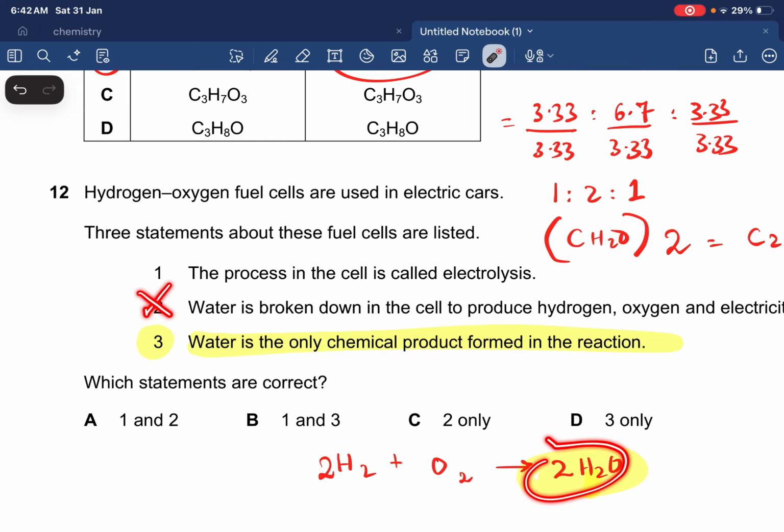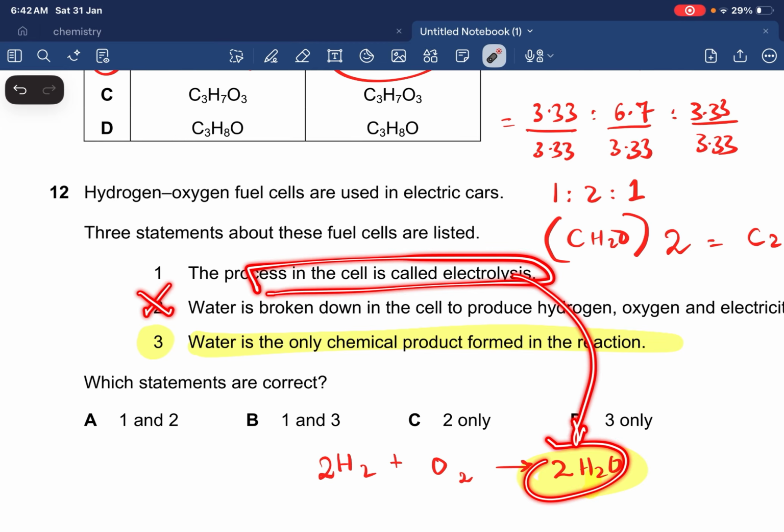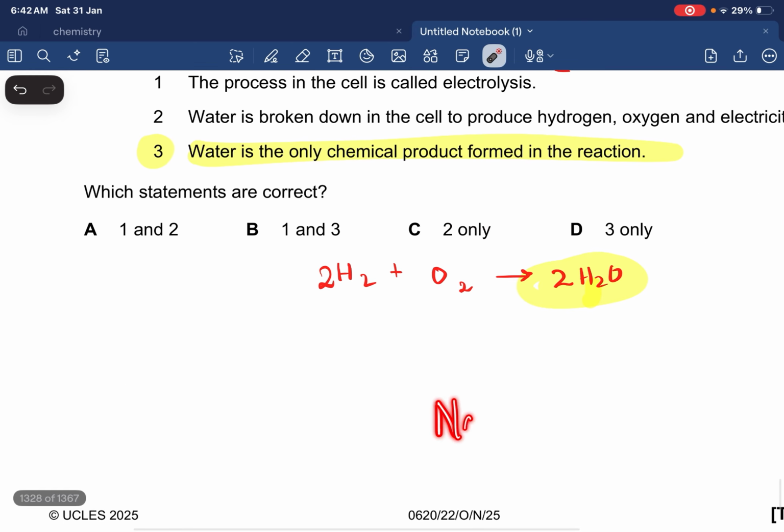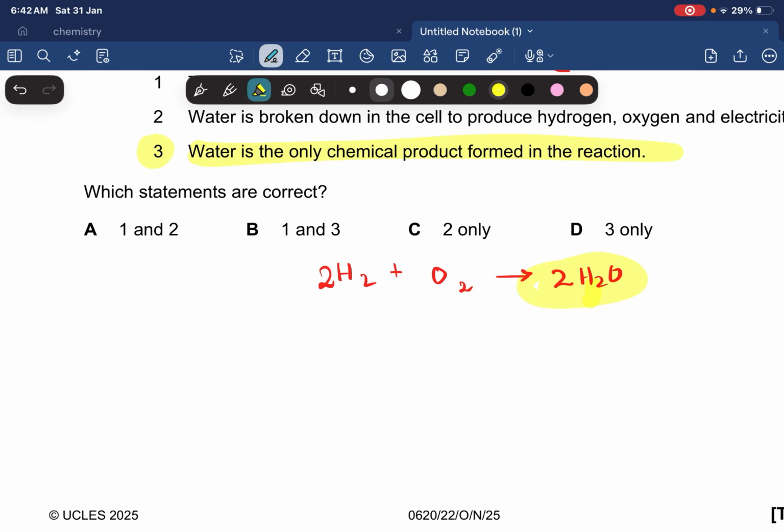The process in the cell is called electrolysis. No, it's not electrolysis. Why? Because in electrolysis you break down a compound. Over here, a compound is being formed. Look, you have hydrogen, you have oxygen, you're forming water. What do you do in electrolysis? You already have a compound like NaCl and you break it down into sodium and chlorine. The only correct statement is this one, which is option number 3.